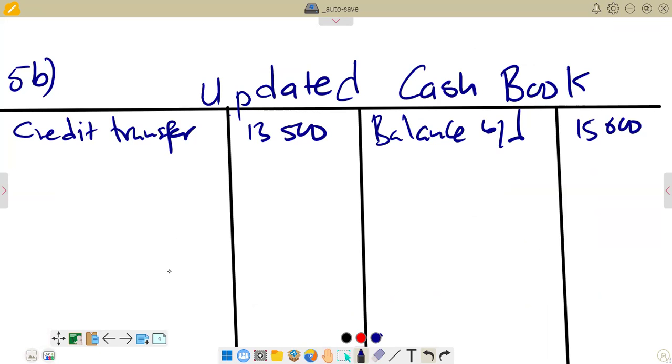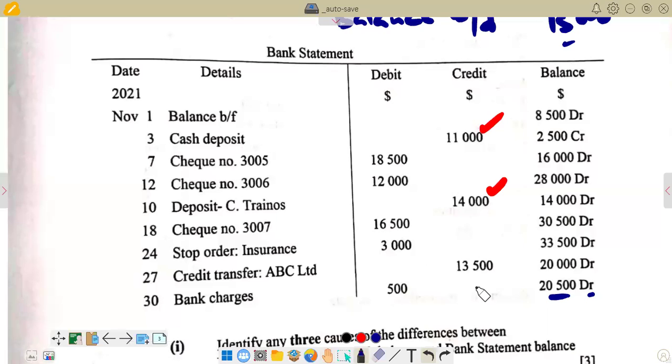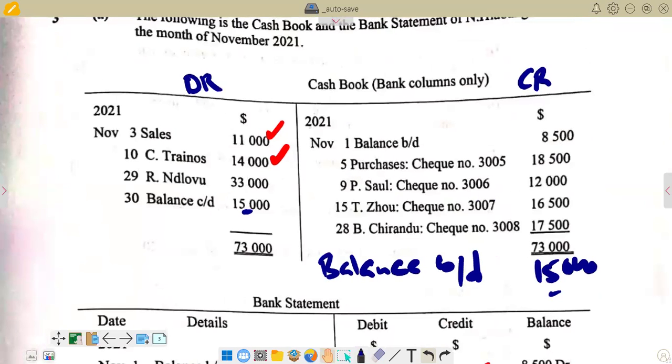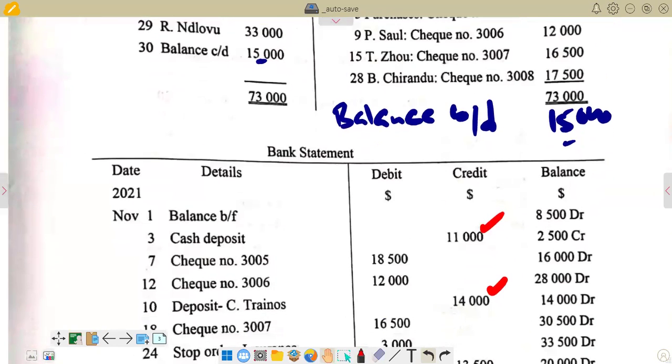Then we go to check again if we've got any other entries. I will see that this is the last item that we have, 13,500. It means now we are going to the debit side of the bank statement and compare it with the credit side of the cash book. So we start with the first figure that we have, 18,500. We go to the credit side of the cash book to check if we've got 18,500. You see it's here, so we can as well tick it. We get that we've identified it.